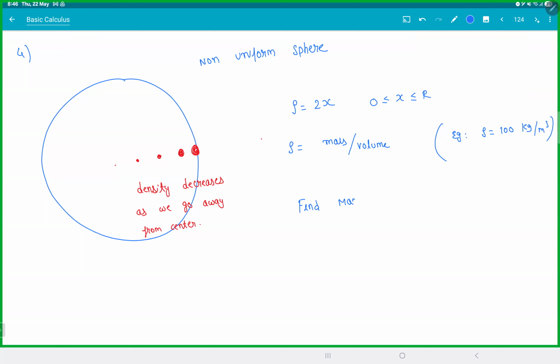So you brought a sphere whose density is not constant. If it was constant, your life would have been easy. You could have taken rho into 4 by 3 pi r cube and done. You got the answer, isn't it? If the density is not constant, you can't directly say density into volume. Okay, let's see.